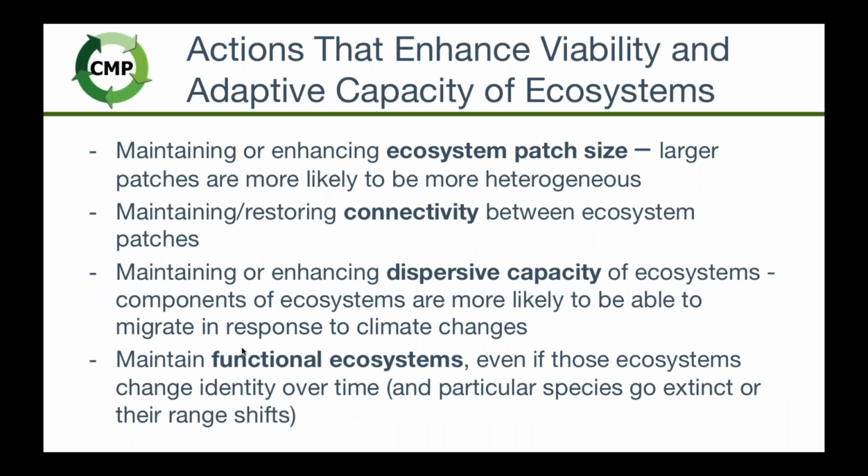So some of the actions that enhance viability and adaptive capacity of ecosystems include things like maintaining or enhancing ecosystem patch size, because larger patches are more likely to be more heterogeneous, maintaining or restoring connectivity between ecosystem patches, maintaining or enhancing the dispersive capacity of ecosystems so that they are able to migrate in response to climate change, and maintaining functional ecosystems, even if those ecosystems change identity over time, and you lose particular species or the range of particular species shifts.